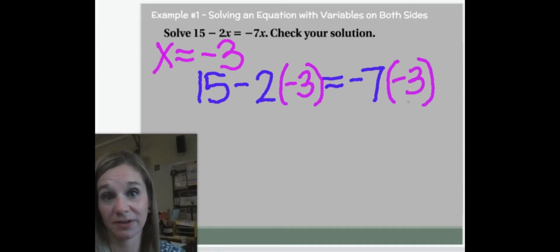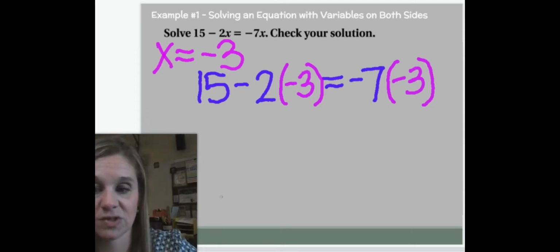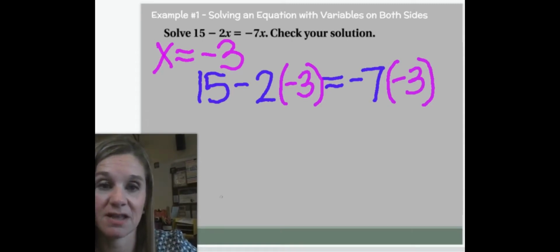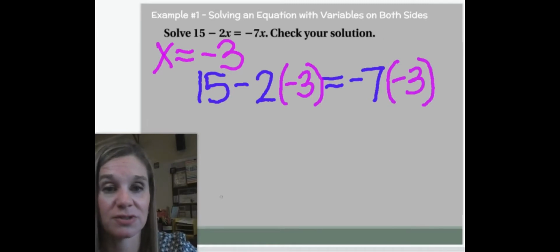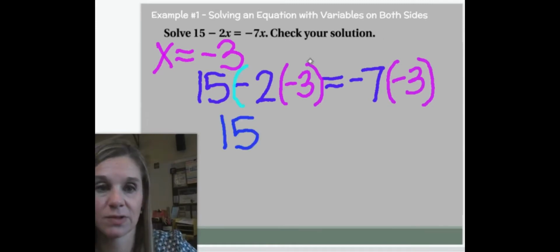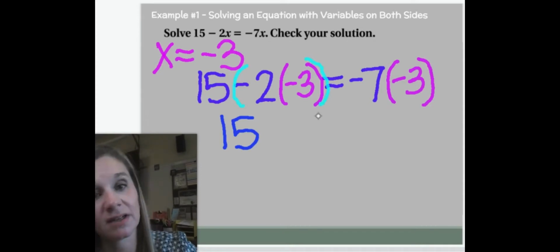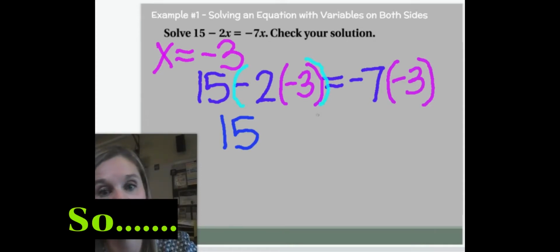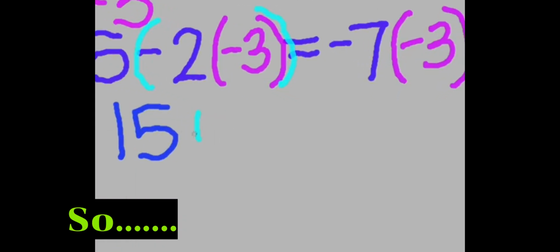And now I'm just going to simplify this and hope that they end up being equal. If not, I might have done my problem wrong. I'm going to bring down my 15, and then I'm going to simplify my negative 2 times negative 3. So I'm going to be multiplying these two terms. A negative 2 times a negative 3 makes a positive 6. So I'm going to put plus 6. And on the other side, I'm going to combine the negative 7 times negative 3.